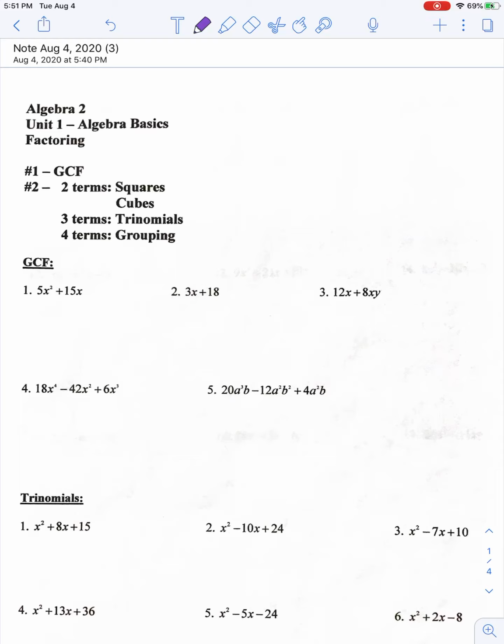These are skills that you're going to use to solve problems. These problems aren't the end result. Factoring is a tool to get to the end result.